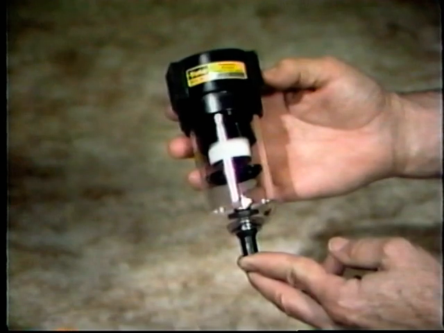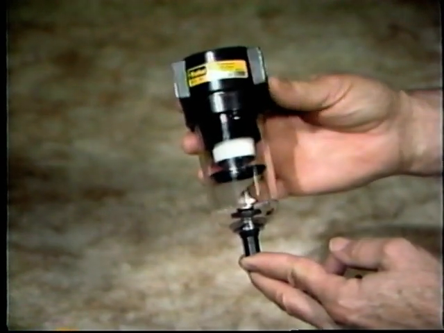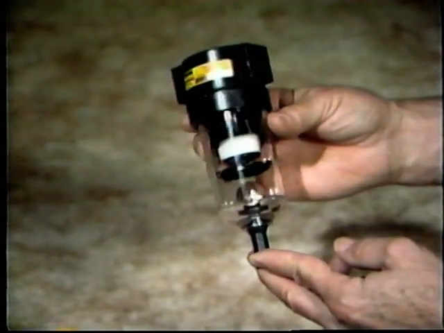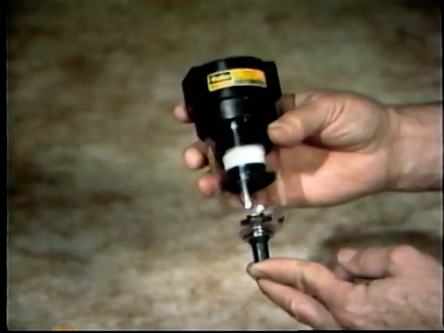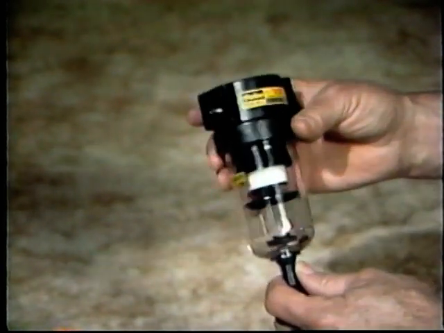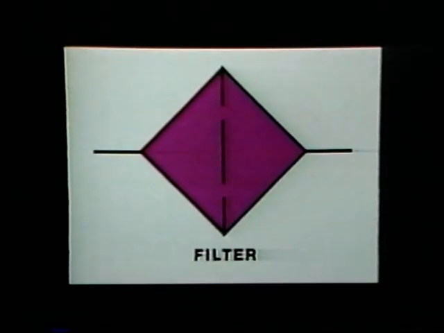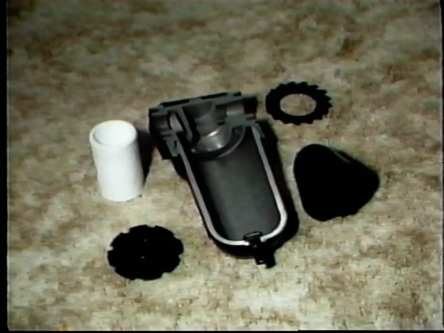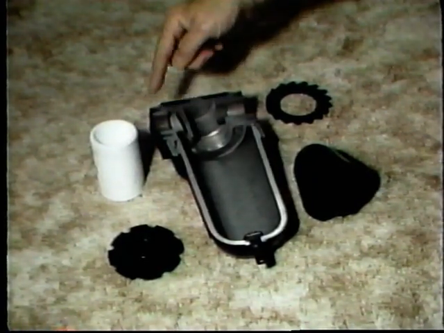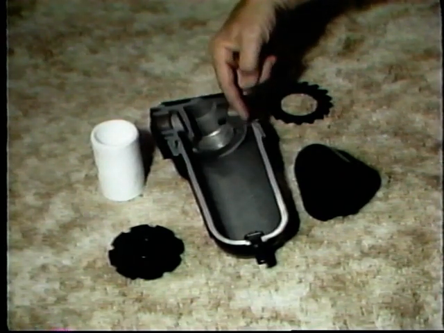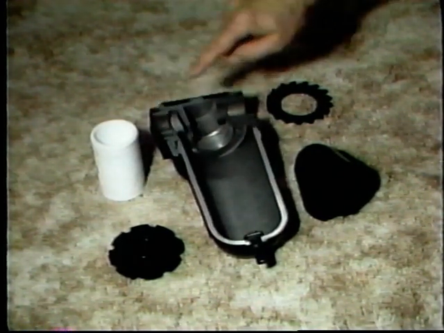An airline filter is a device that is placed in the airline at the workstation to be protected. Its purpose is to remove contaminants from the air that passes through it. On a pneumatic circuit diagram, the filter is represented by this symbol. An airline filter basically consists of a housing here with inlet and outlet ports.